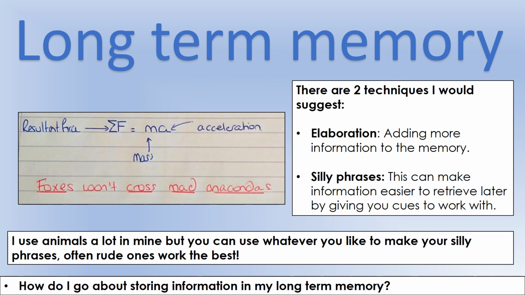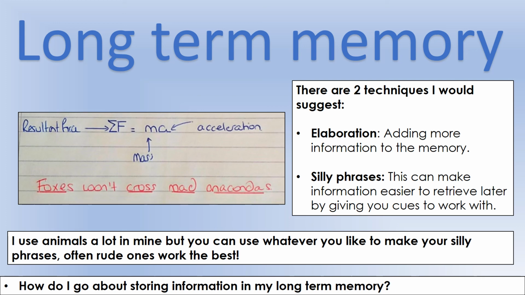So again, we can use this with forces. With the same ones, we might elaborate. So we go, okay, what does this symbol actually mean? So we're adding some extra information in there. We're actually really thinking about this equation. We can also come up with a stupid rhyme for this. So foxes won't cross mad anacondas. Foxes gives you force, cross gives you multiply, mad gives you mass, anacondas gives you acceleration.